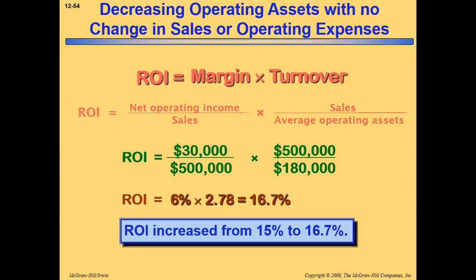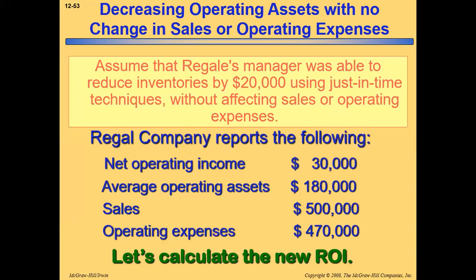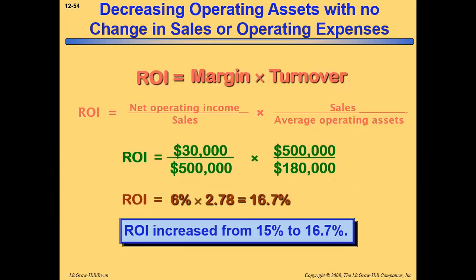Actual increased 15%, but compared to previous one it is decreased. But if you compare with the actual one, see we decrease the average operating assets. So that's why ROI increases from 15% to 16.7%. Do you understand?